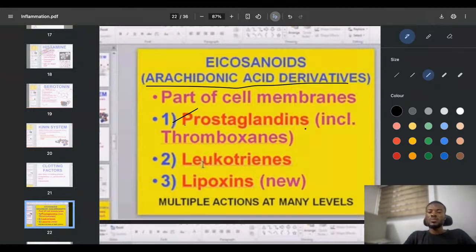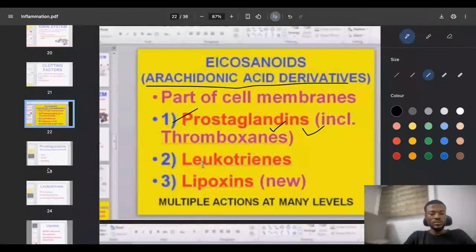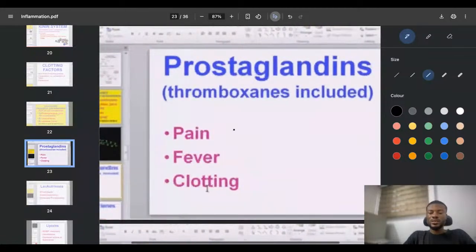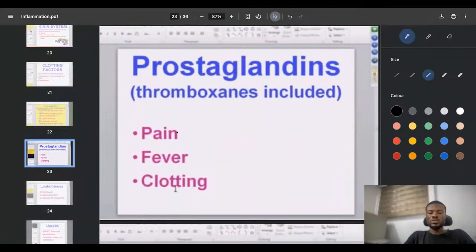The chemical mediators. Prostaglandins, they also cause pain, they also cause heat. So when the prostaglandins get into the system, like the blood vessels, and they get into circulation, that is what generates the fever that people have when there is either an infection or some pain somewhere in their body. You also have the leukotrienes and what have you. Please learn about them. So as I said, the prostaglandins, they cause what? Pain, fever, and then clotting.